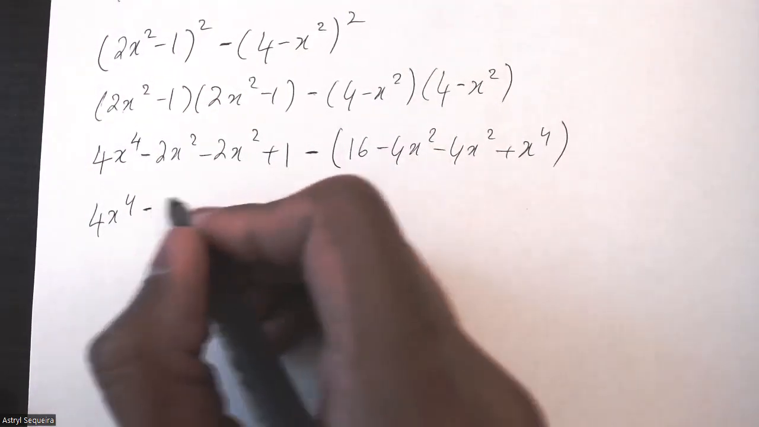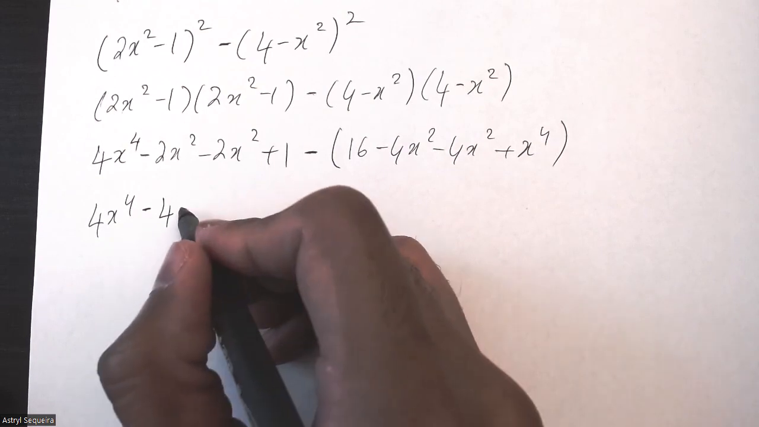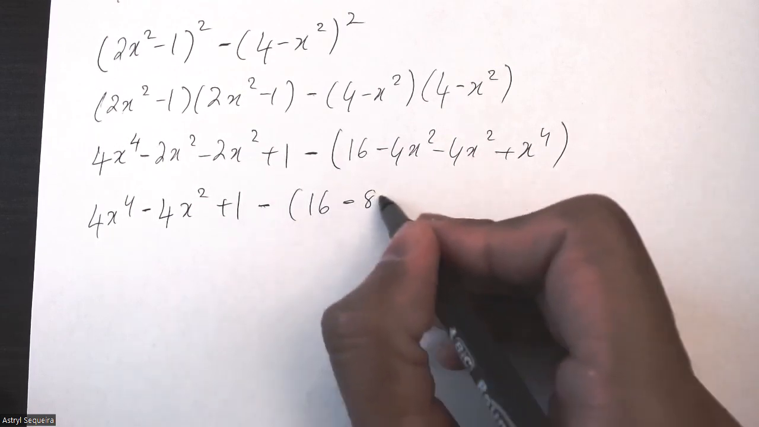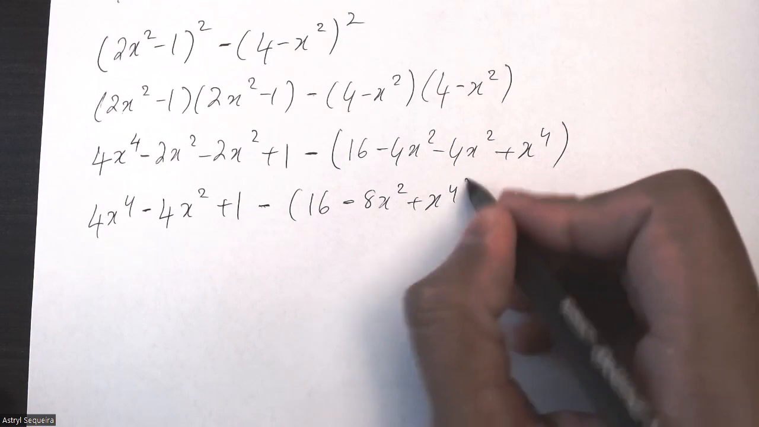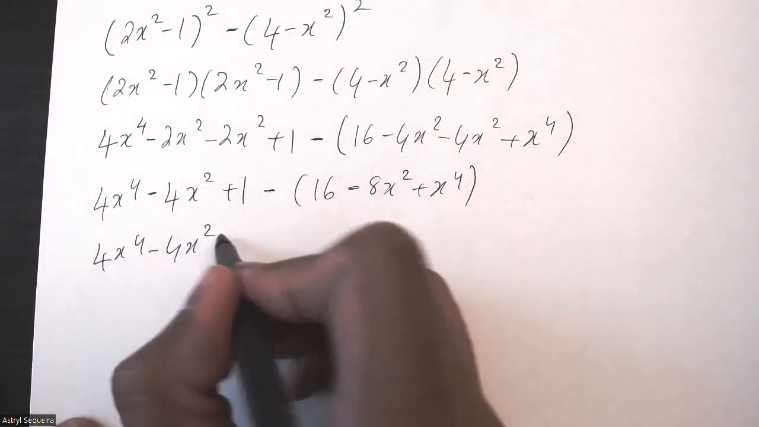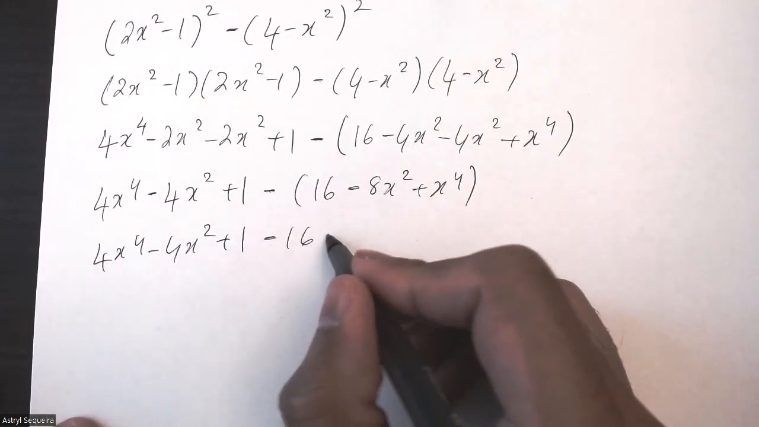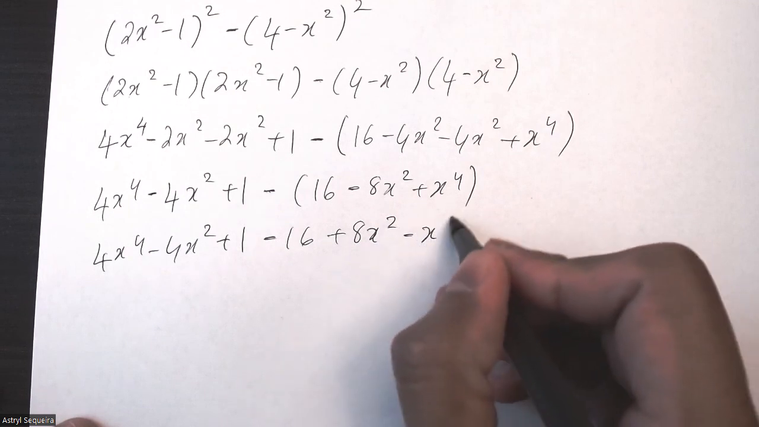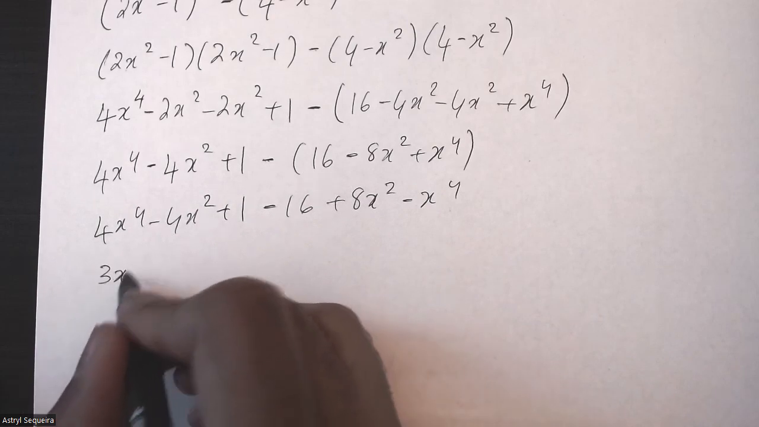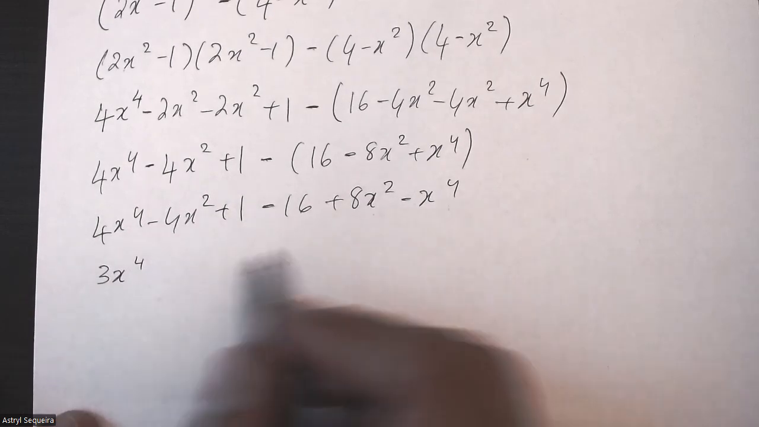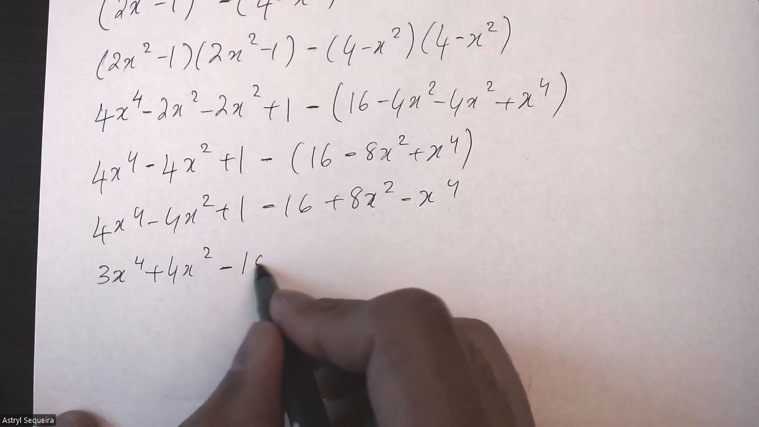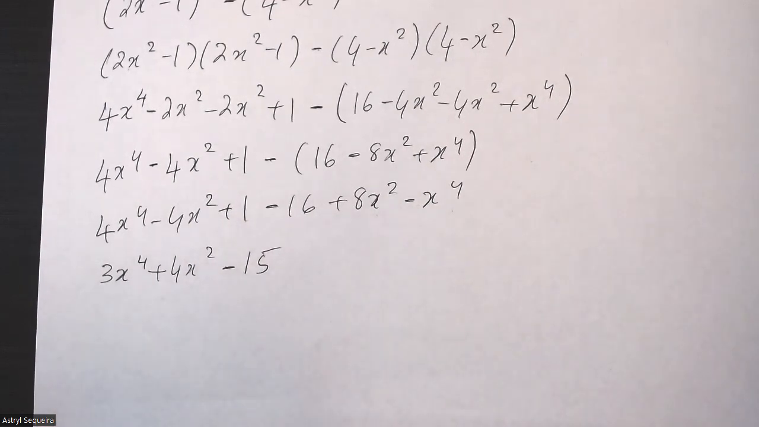4x to the power of 4 minus 4x squared plus 1 minus 16 minus 8x squared plus x to the power of 4. Now distribute this negative into the bracket. And then I'll combine like terms. So 4x to the power of 4 minus x to the power of 4 is just 3x to the power of 4. Negative 4x squared plus 8x squared is positive 4x squared. And 1 minus 16 is minus 15. And that is my final solution.